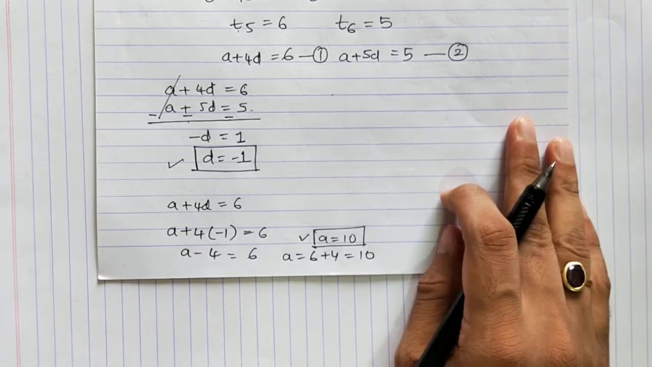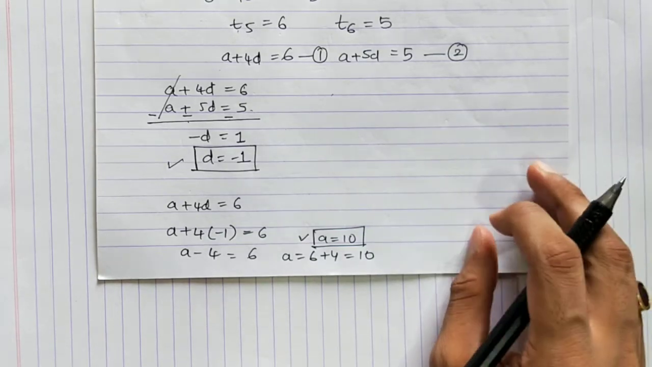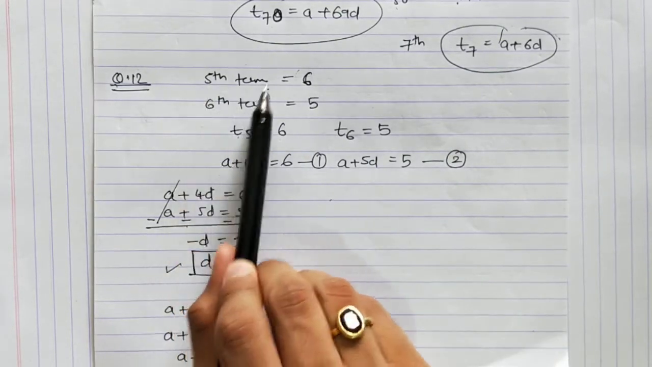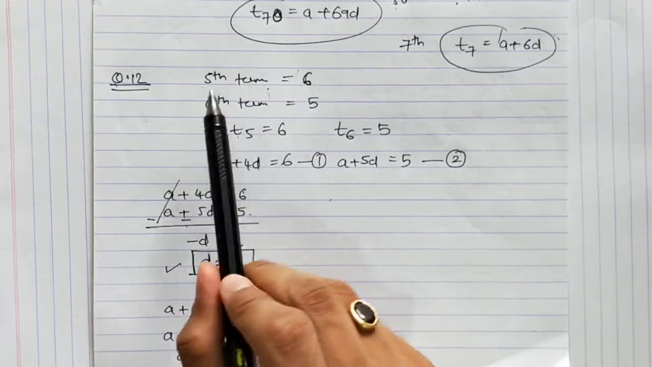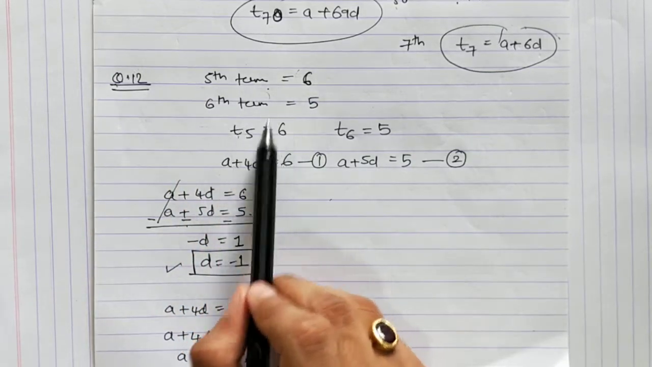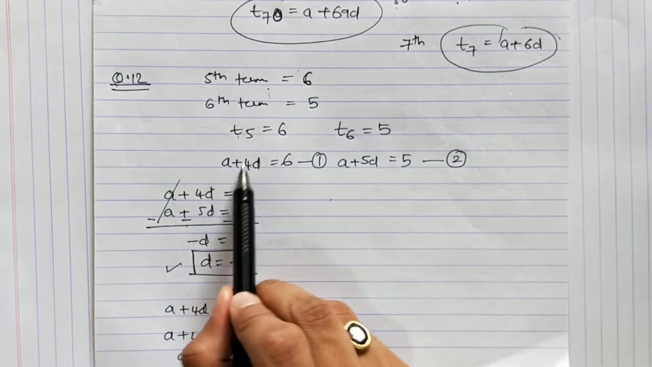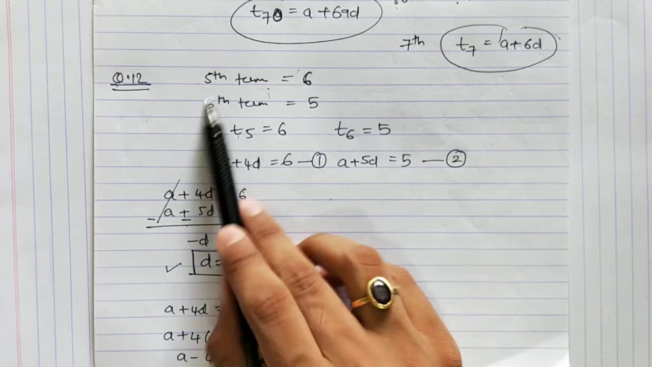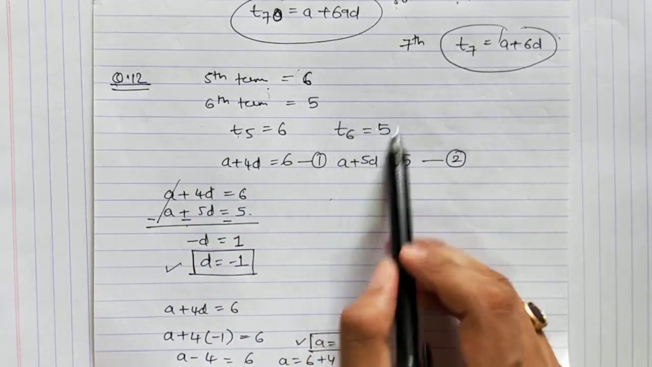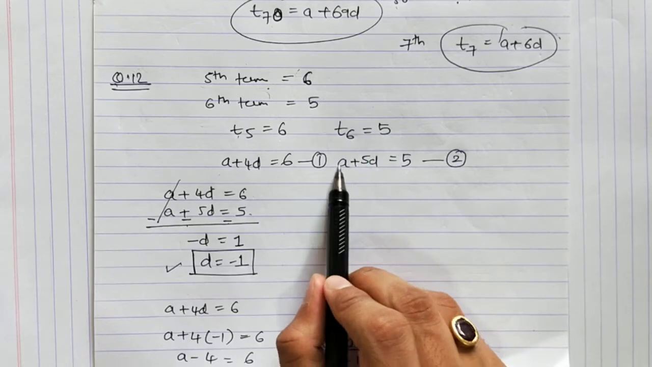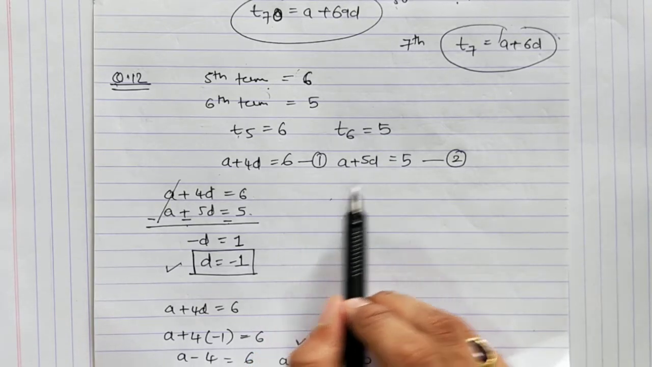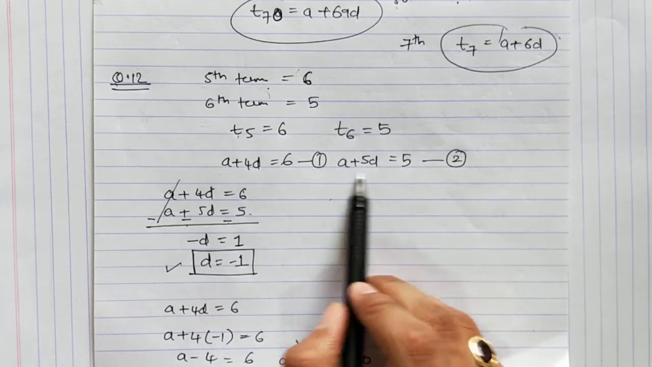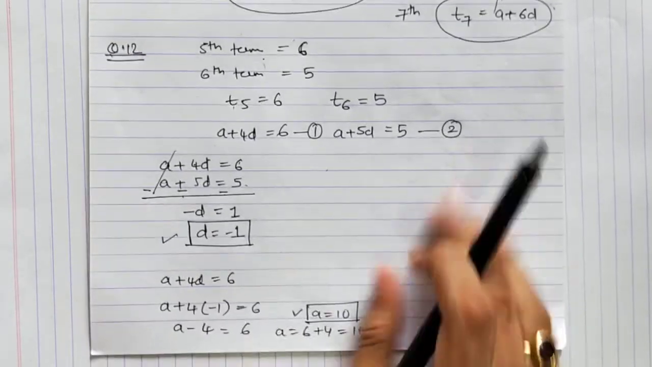I hope you have understood the sum. Now whatever else is to be found is easy. The second part is easy. I'll just revise the sum once again. In the question they have said the 5th term of an AP is 6. Okay, 5th term means T5. T5 is 6. But T5 can be written as a plus 4d. Correct? So a plus 4d is 6. 6th term of an AP is 5, means T6 is 5, and 6th term can be written as a plus 5d. a plus 5d is 5. Now solving them simultaneously we get the value of a and d.